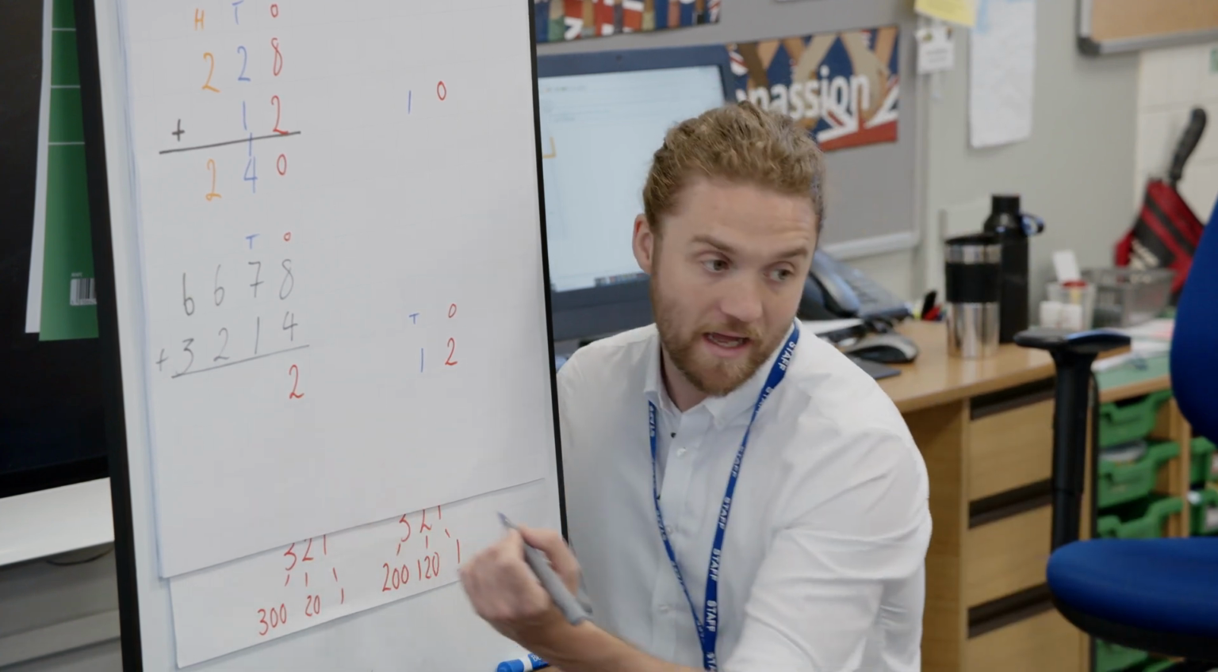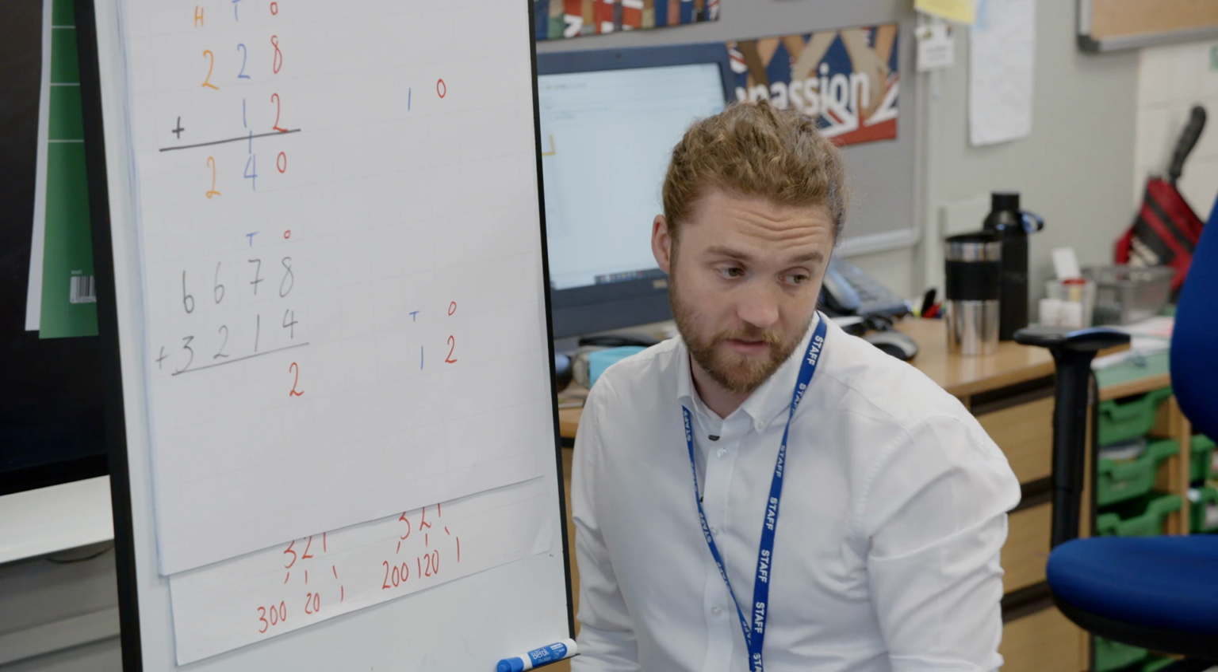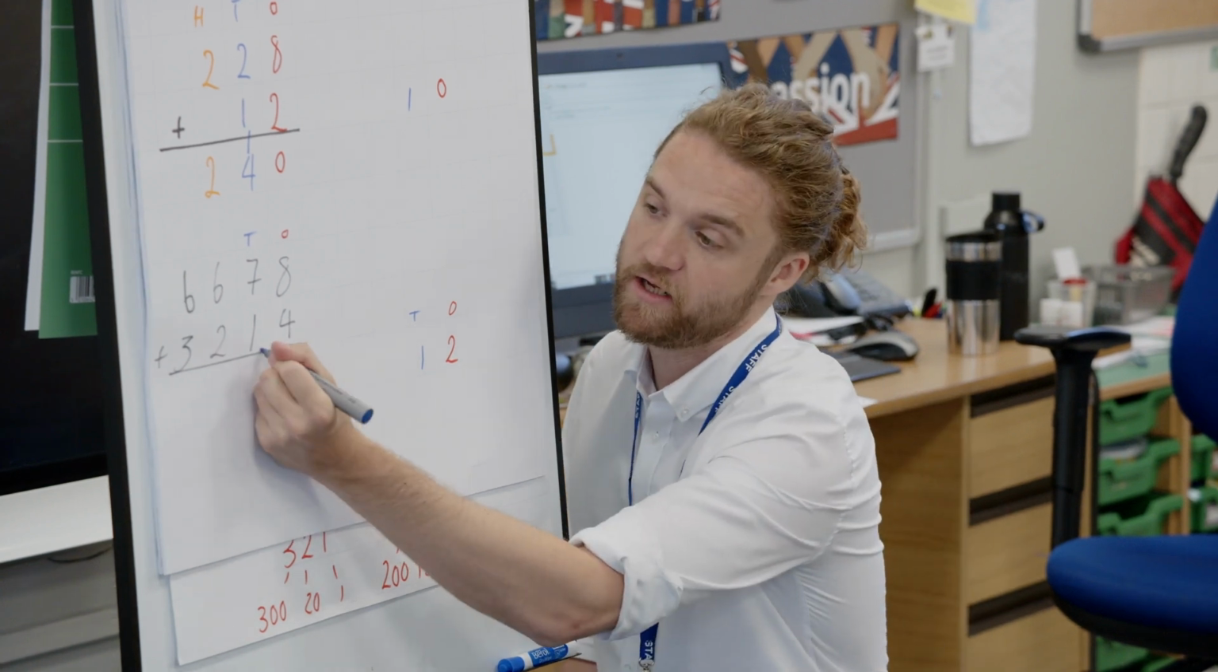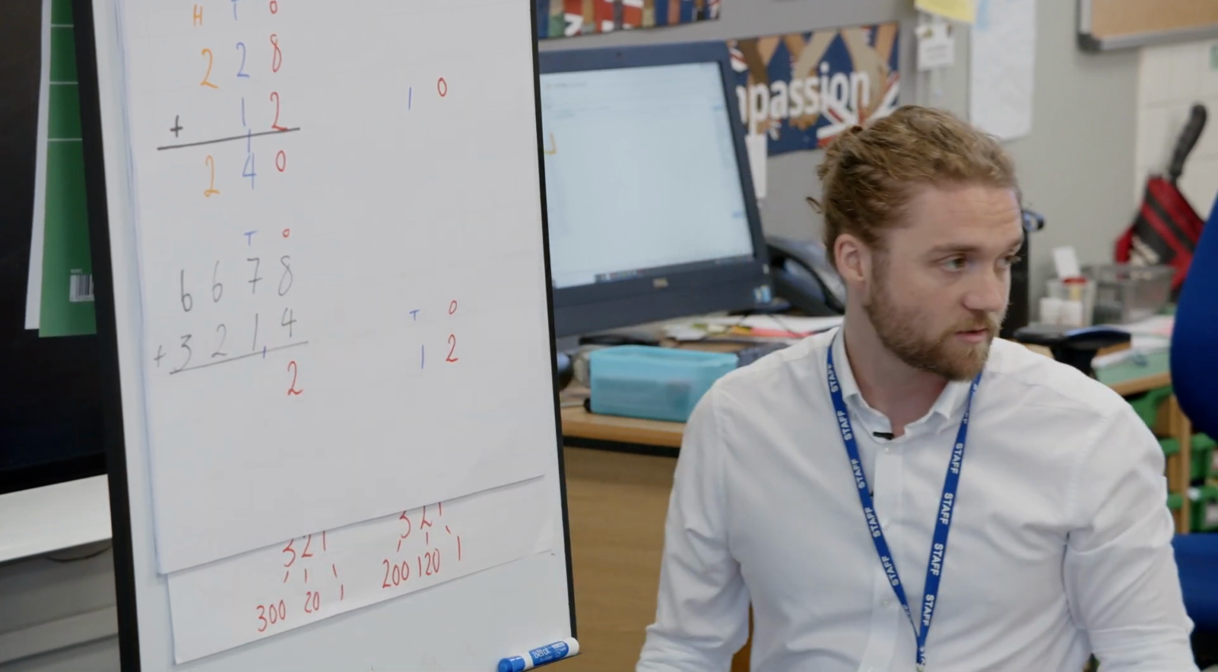Yeah, underneath where? 7. So the tens column, is that what you're saying? Yeah, so you can either put it underneath, or you can rest it here. I tend to put it there, okay, it's on the line. Now we're going to add our tens. So what's 70?